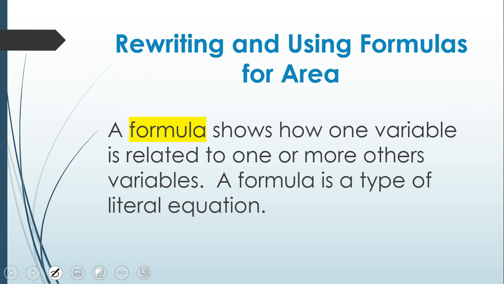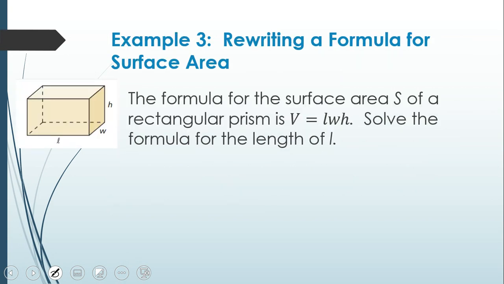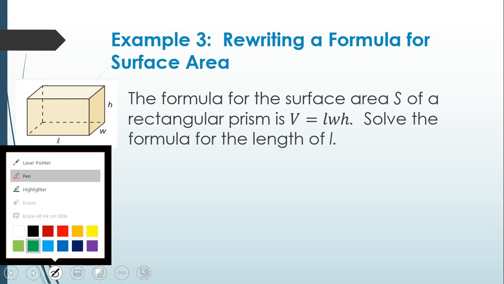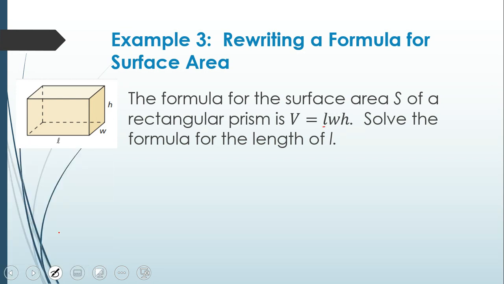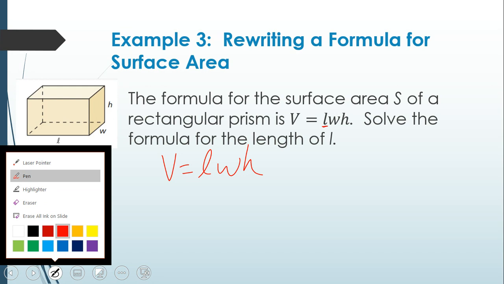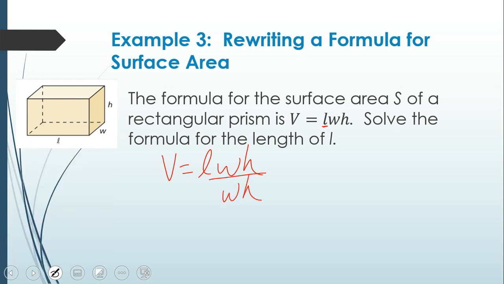So now we're going to rewrite a formula for area. So the formula for the volume of a rectangular prism is V equals LWH. Solve the formula for the length L. So we're trying to get this L by itself right here. We have V equals LWH. So what am I going to do? Divide both sides by WH. And you get V over WH is equal to L.